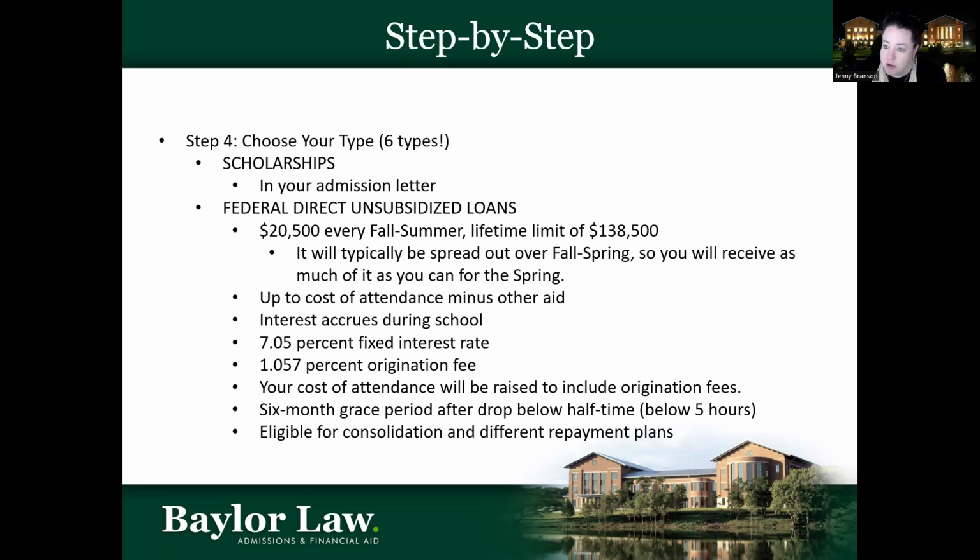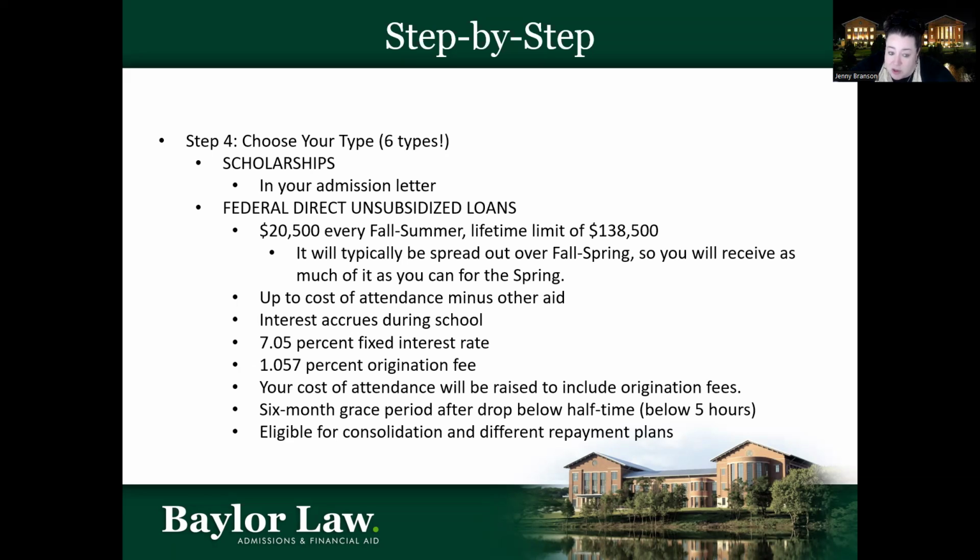So say you had a $100 loan and a 1% origination fee, you would still owe $100 because you took a $100 loan, but you would only ever see $99 of it in your account. If you take the maximum, your cost of attendance will be raised a little bit to account for these fees so that you can actually get aid in the full amount of cost of attendance. These have a 6-month grace period after you drop below half time, which is below 5 hours. For most of y'all, that will be when you graduate. Summers off don't count towards those 6 months.